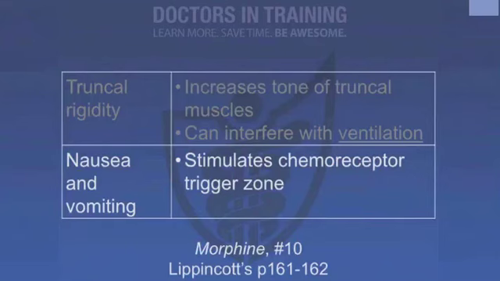Next, nausea and vomiting. This is a very common problem with the opioids. A lot of people don't tolerate the opioids because it makes them sick. The opioids can activate the brainstem chemoreceptor trigger zone. So this is a common area of the brain that's responsible for nausea and vomiting.